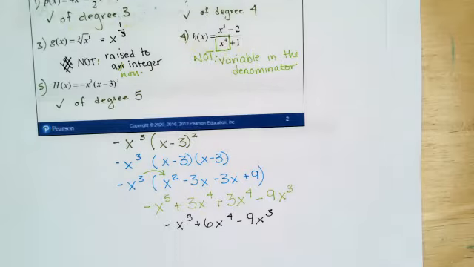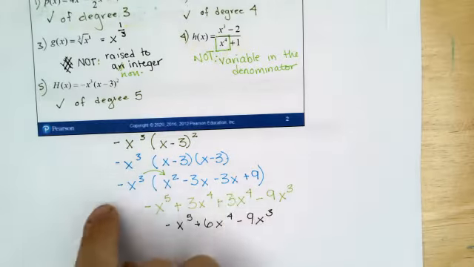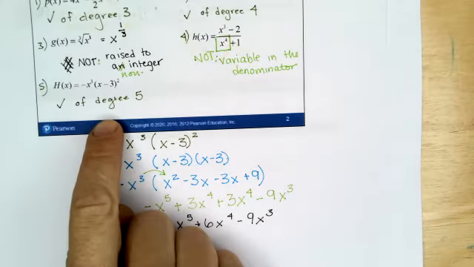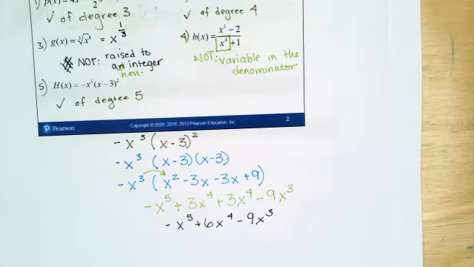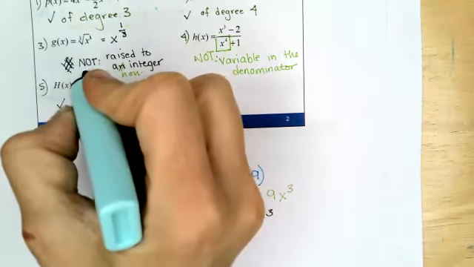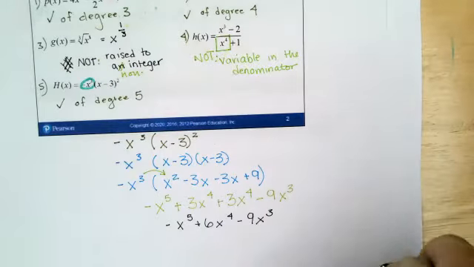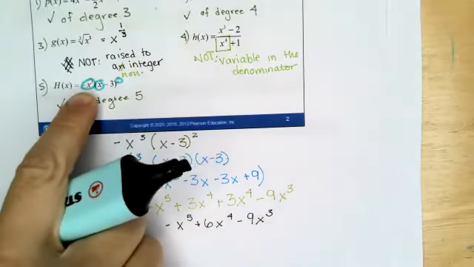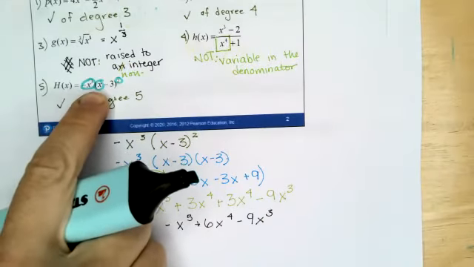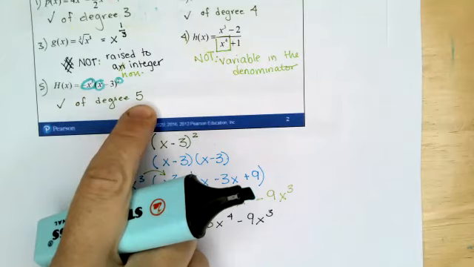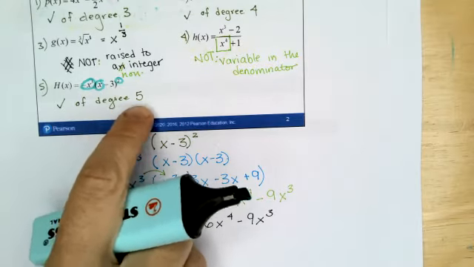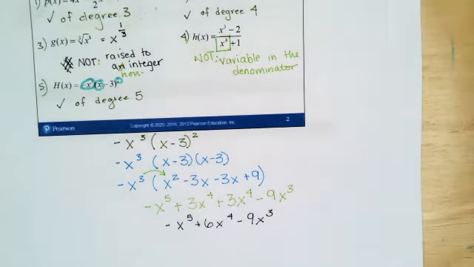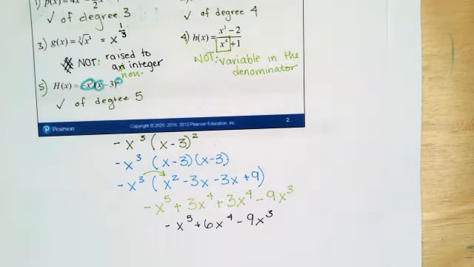Okay, one trick, if you don't want to do all of this, you don't need it in standard form, you just want to know what degree it is, you can take the exponent of this variable and the exponent of this variable and combine them. Negative x to the third times x squared is going to be x to the 5th, right? So it's a degree 5. It's a shortcut. But we will practice that, don't worry.